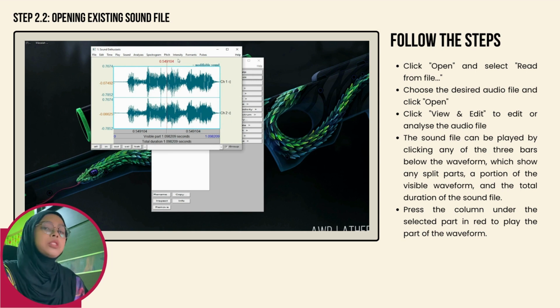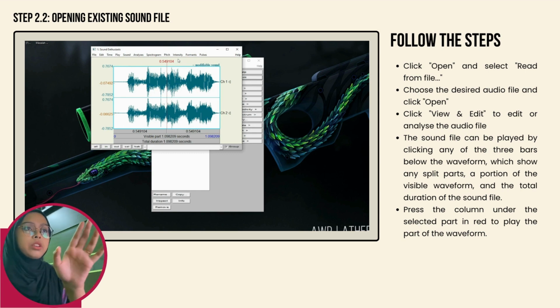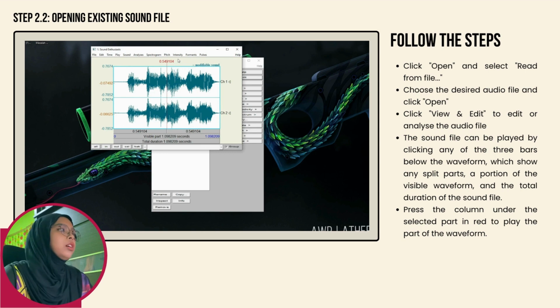Okay, so you can play your sound file by clicking any of the three bars below. As you can see here, there are three bars: the visible part, total duration, and also the selected part. I'm going to play the total duration of the sound first.